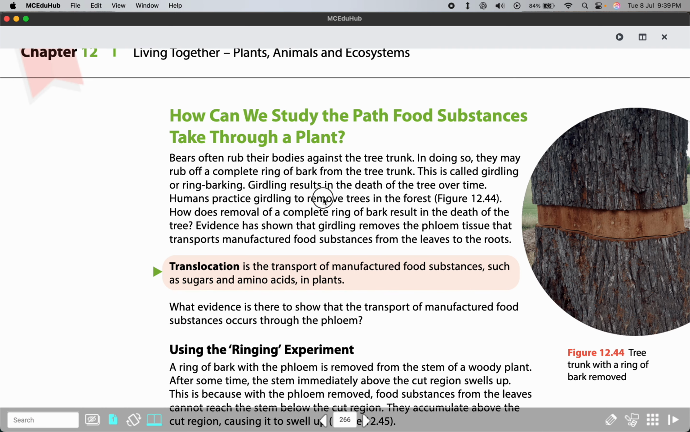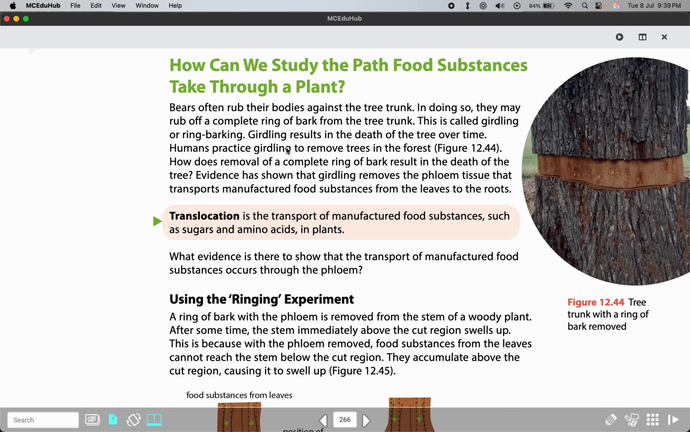So what about food? We know that water is transported through the xylem. What about the food substances? I don't know if you've ever seen this, but bears sometimes rub their bodies against the tree trunk to scratch an itchy back or something. As they are doing so, sometimes the rubbing actually rubs off a complete ring of bark from the tree trunk. This is called girdling or ring barking. And this girdling can actually result in the death of the tree over time. As you can see in this example over here.